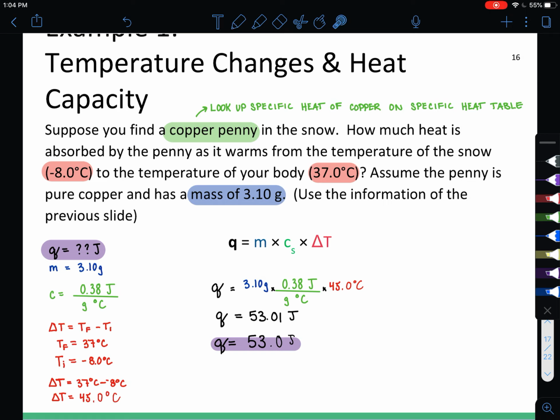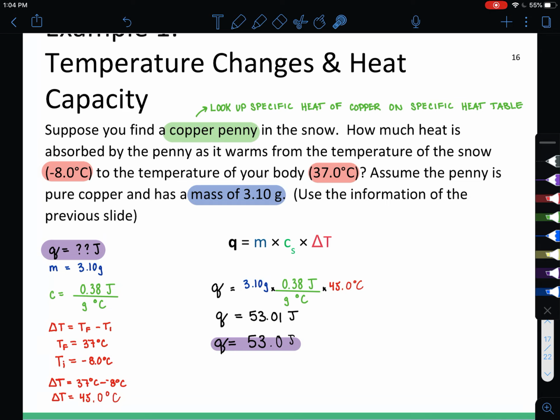All right, so when you're solving for Q, the calculation is very straightforward, multiplying everything. And again, we can see how the units cancel out, grams, degrees Celsius. When you multiply those three numbers together, you'll get an unrounded answer of 53.01, and the units is joules because that's the only one that's left.